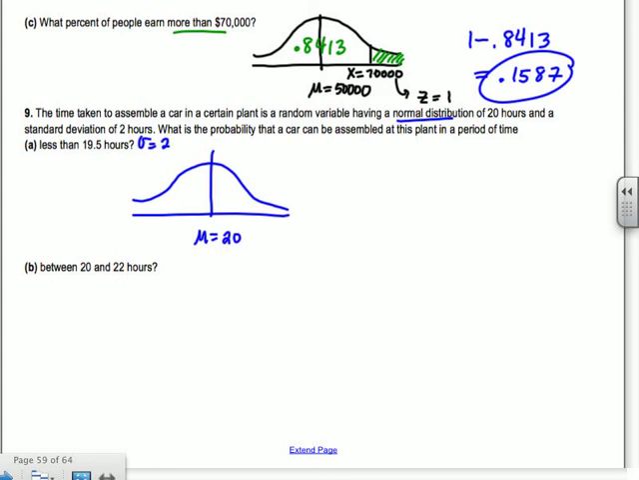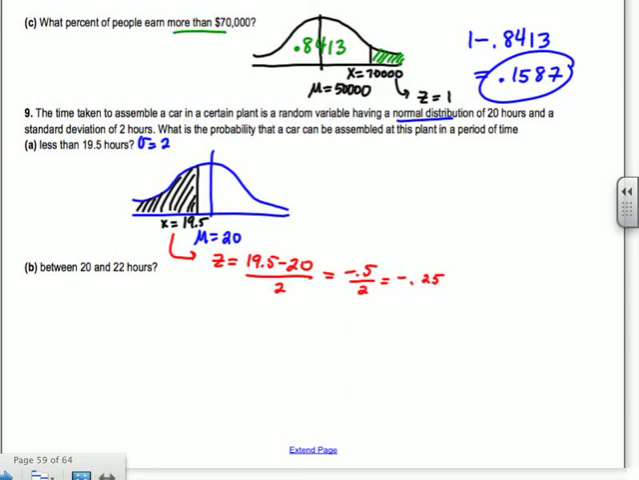So 19.5 is pretty close to 20, but we want everything less than 19.5. So I need to change it to a z-score. So x minus mu over the standard deviation. So it's negative 0.5 divided by 2. So negative 0.25.